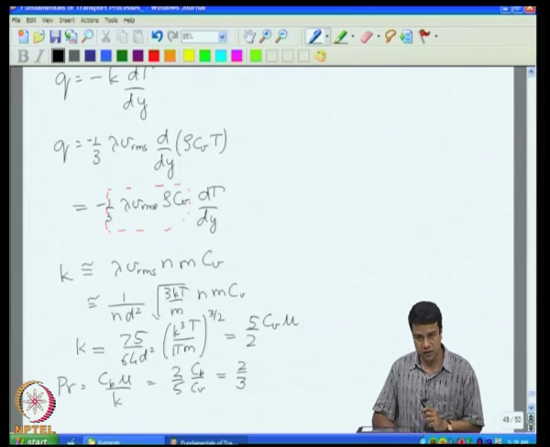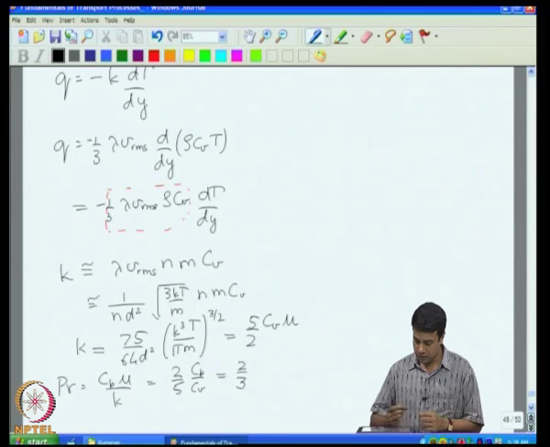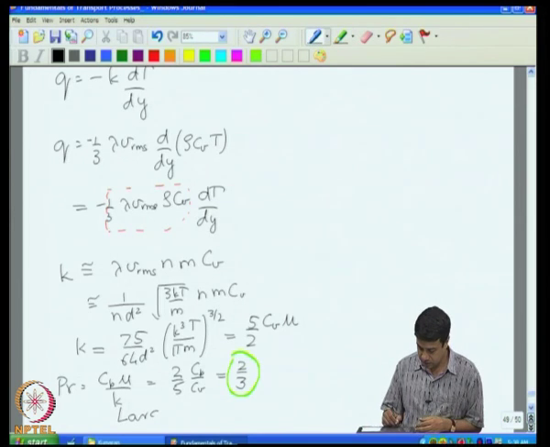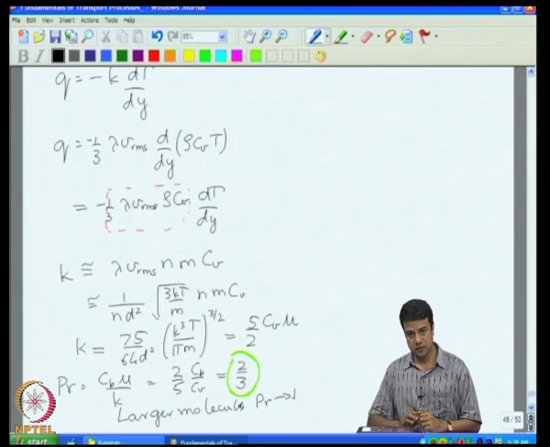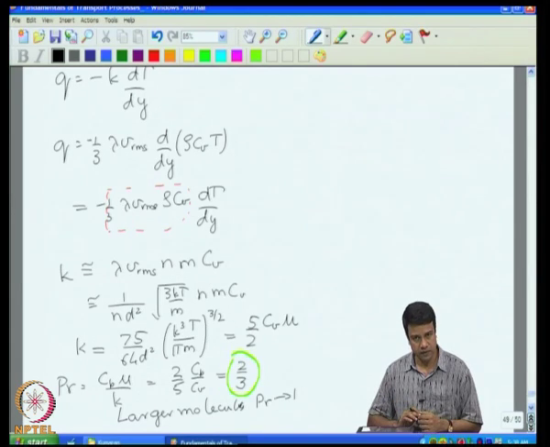The reason is because both of these take place by the same mechanism, the physical transport of molecules. For monatomic gases, the number is approximately 2 by 3. For larger molecules, the Prandtl number goes to 1. That is because the ratio of specific heats is approximately 1 for large molecules. So, this gives us a prediction for what the Prandtl number should be for gases. The mechanism of transport is exactly the same.